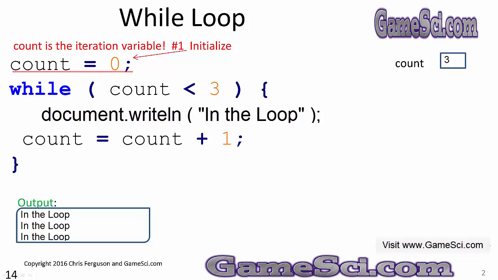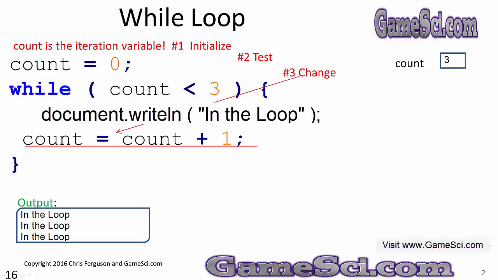The first point I'd like to make is count is what we call the iteration variable. Count is going to control how many times this loop spins. And the number one thing you must do is initialize that iteration variable. It is very important to initialize this iteration variable count. The second thing you have to do is test the iteration variable. I'm testing count, and as long as this condition is true, I will spin in the loop, and when it goes to false, I will exit the loop.